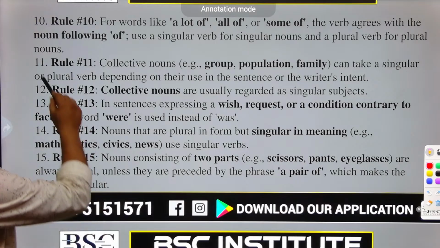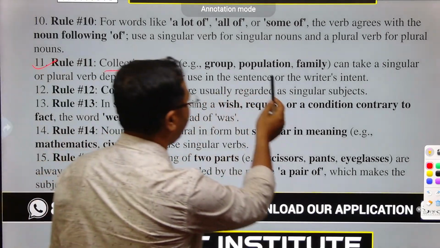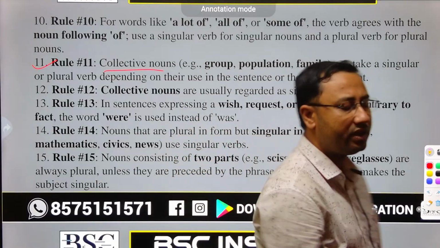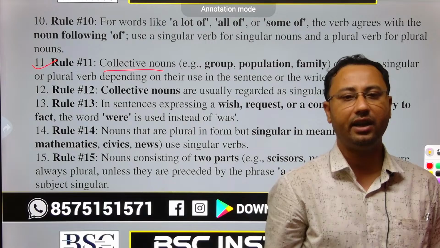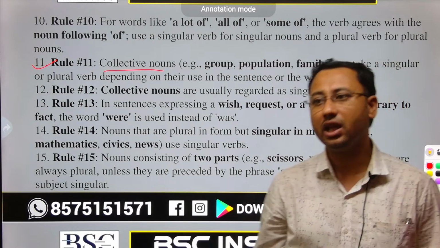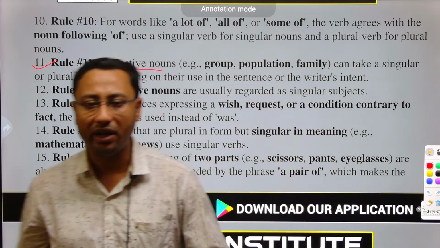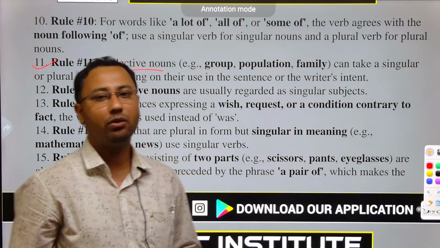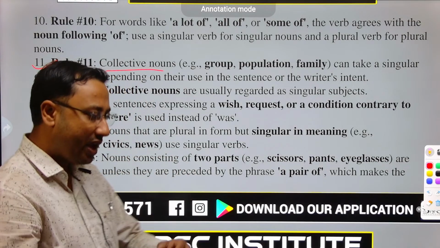The 11th rule is about collective nouns. Example: group, population, family. But apart from these three words, there are many collective nouns. I request you to read collective nouns, because in class we are not able to tell you all the collective nouns. You have to understand what sort of collective noun it is, so please find a list and learn that.